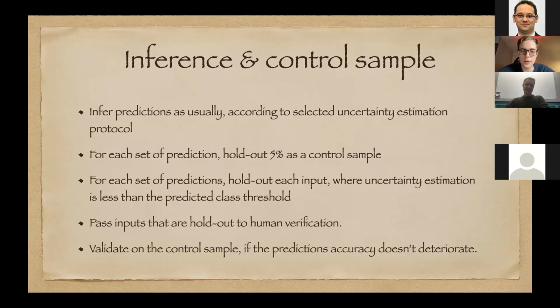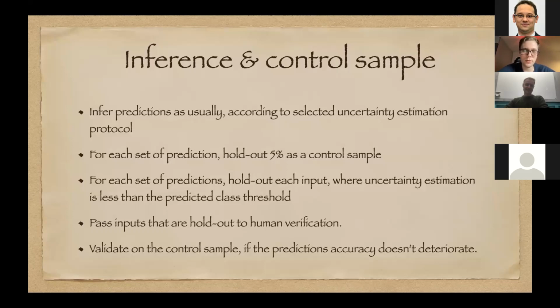And then for each set of predictions, we also want to separate those inputs for which the RCMT per class is lower than the threshold predicted and calibrated in the previous phase. Those holdouts are passed to human verification. And after this human verification, we can also include those inputs in the validation set, and some in the training set. And then from time to time, we can retrain and recalibrate the model. So this way we can actually improve both the accuracy and also the efficiency.